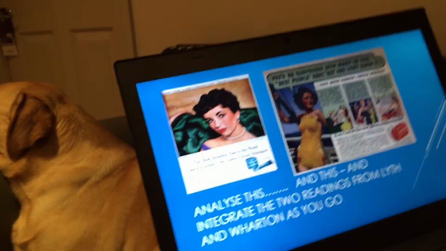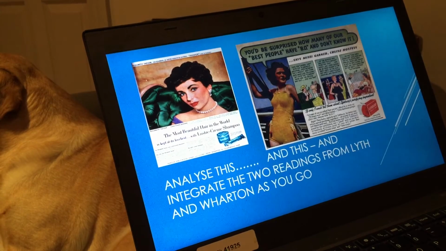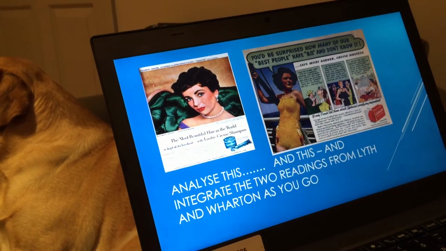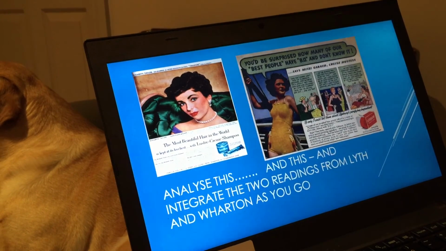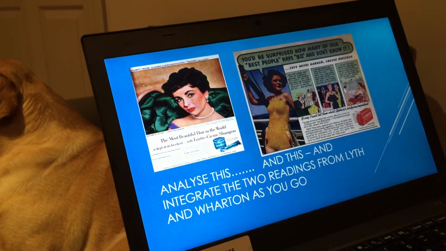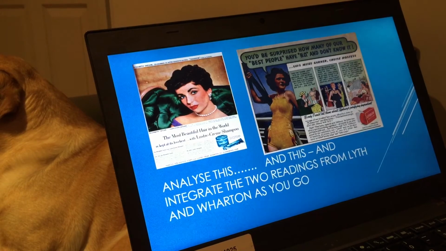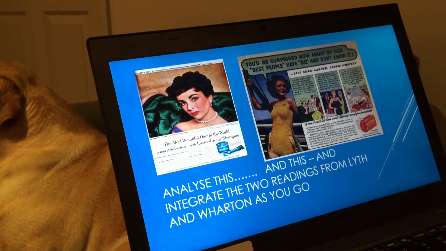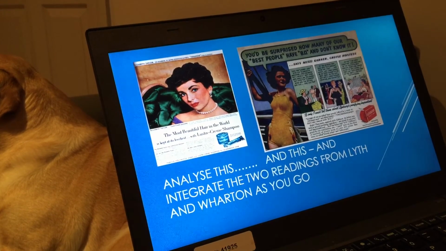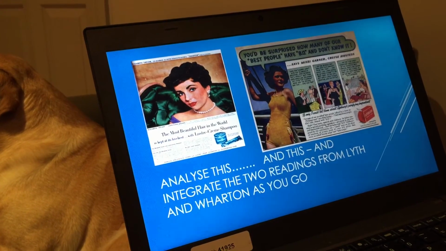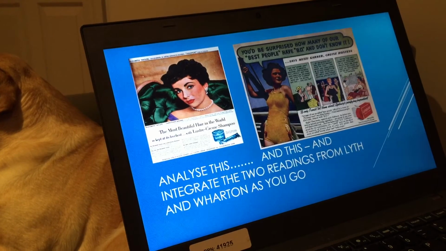Now, these are the two ads I'm going to post in the discussion board. They're going to be the basis of it. I'm happy if you take another ad of a similar period, let's say between the 40s and the 60s. You can take your own this time, it doesn't have to be the ones that I provide. I want you to integrate the analyses from the two readings, Leith and Wharton, as you go.